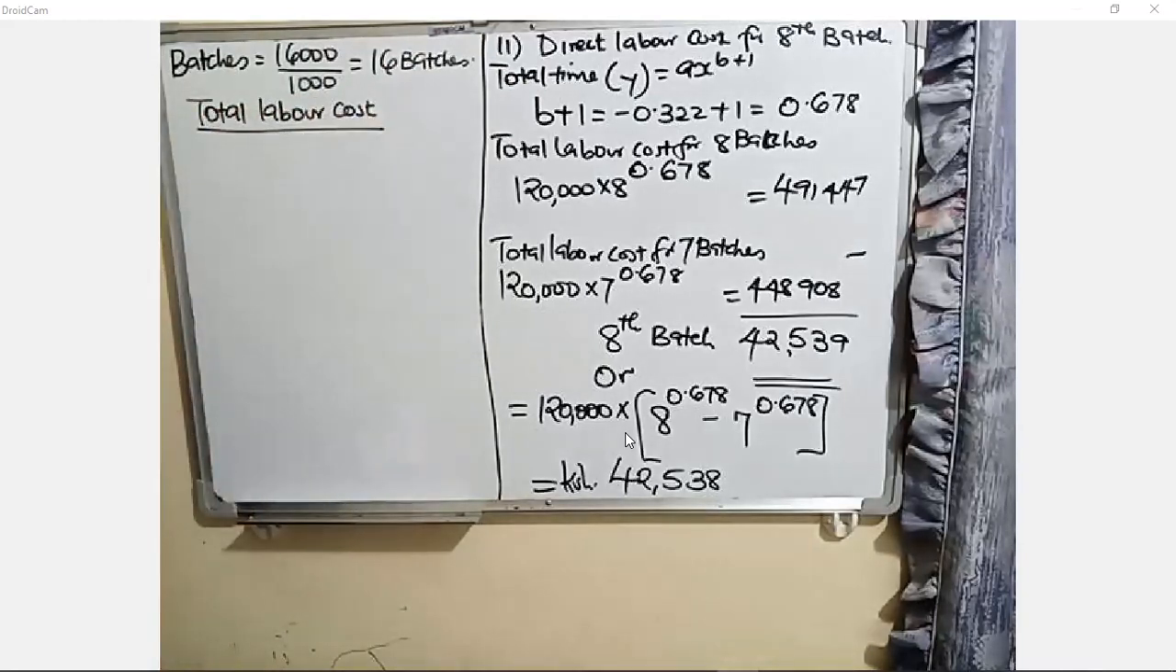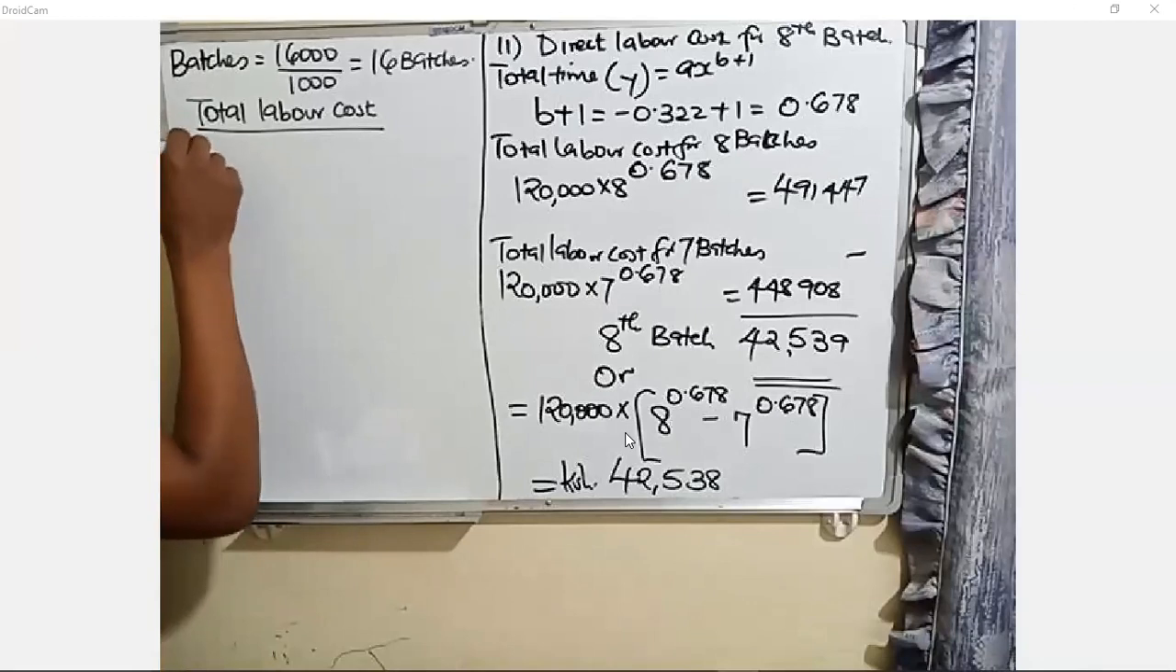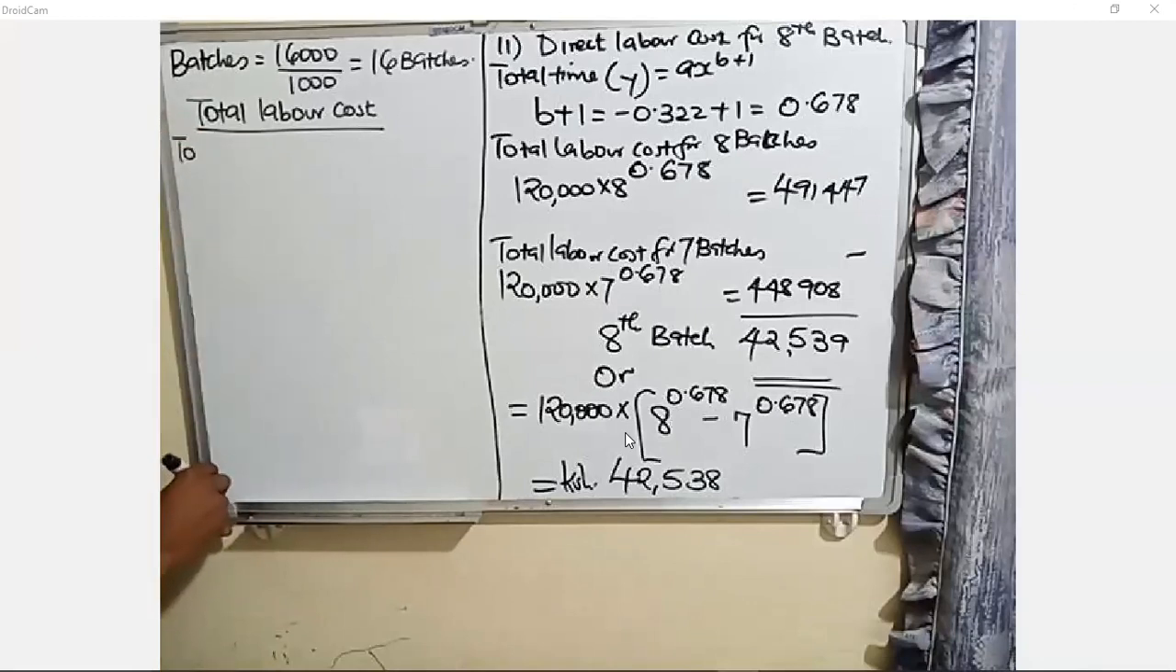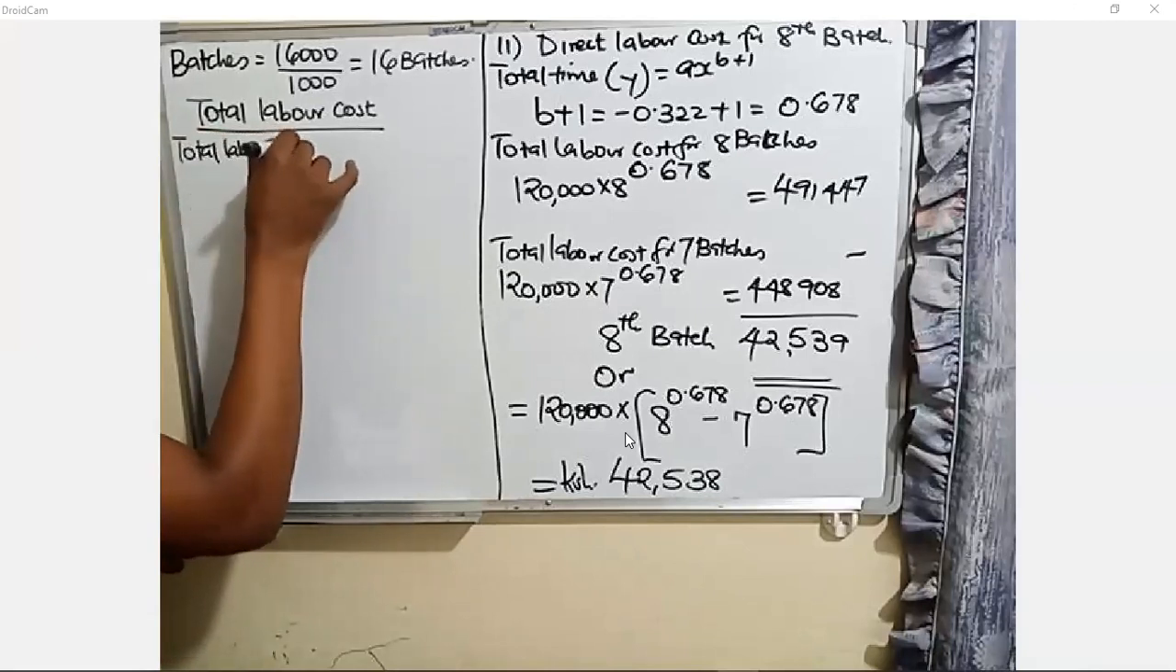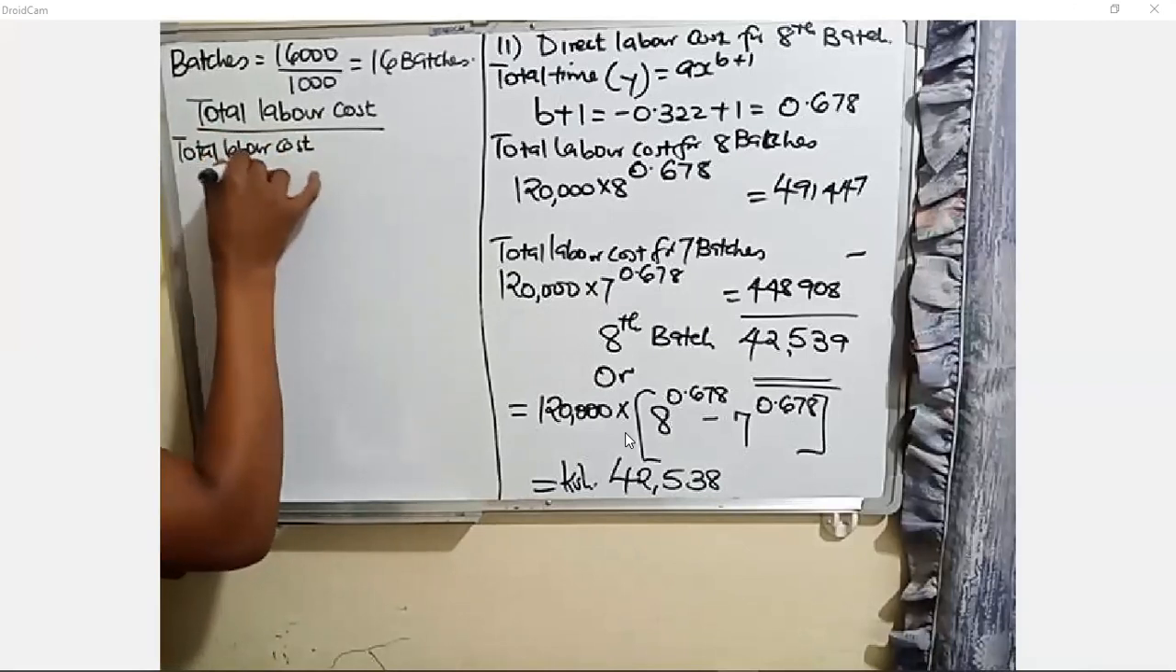Remember, the first 8 batches are for the learning, because that is what the examiner said in note number 3. He said that the direct labor cost is expected to reduce due to the effect of the learning for the first 8 batches produced. Thereafter, the labor cost will remain at the same cost per batch as for the 8th batch. In this case, it's very simple. I need to factor the total labor cost for 8 batches.